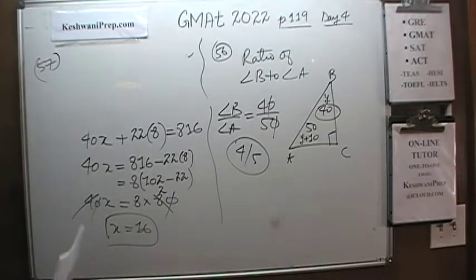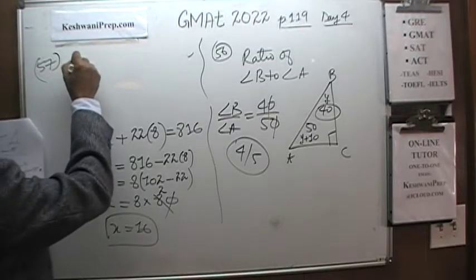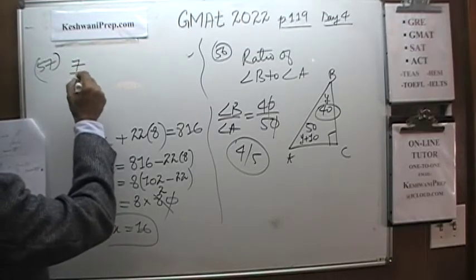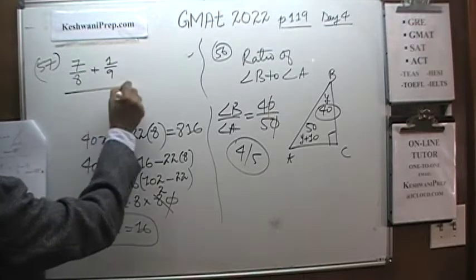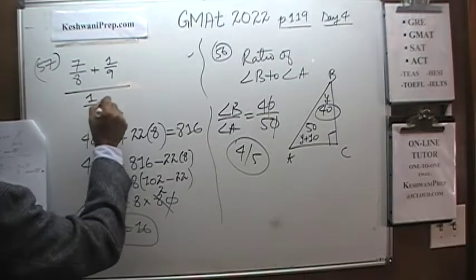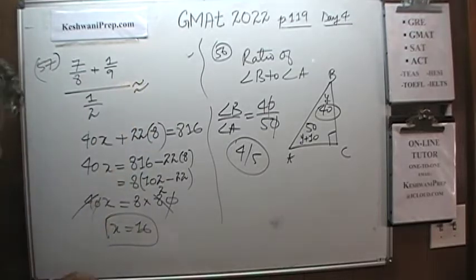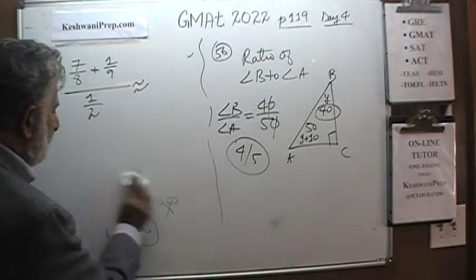In 57, we're being asked to find the value of 8 over 8 plus 8 over 9 over 1 over 2. And we are asked to find the approximate value. Since we are being asked to find the approximate value, which is exactly what we're going to do.